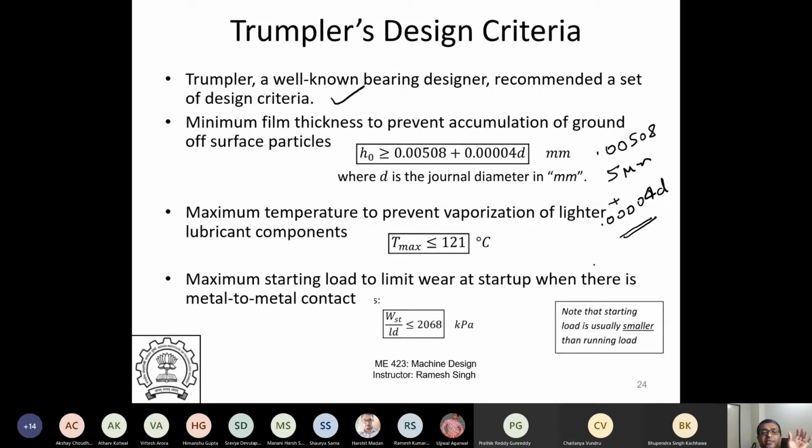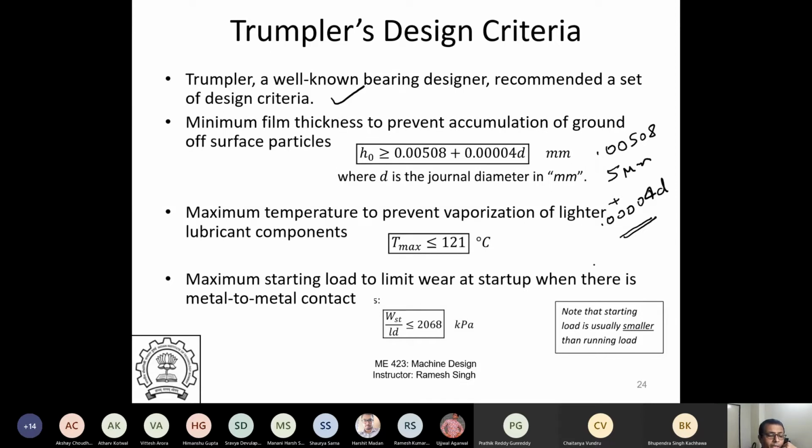And imagine, these shafts and bearings have sub-micron surface roughness. The surface roughnesses are below a micron, sometimes even 0.1, 0.2 micron or lower. So this is what he suggested: at least 5 micron plus a multiple of D, the diameter you are using.